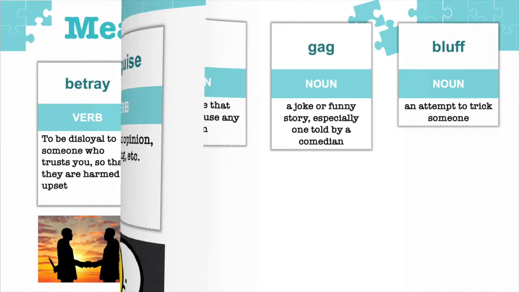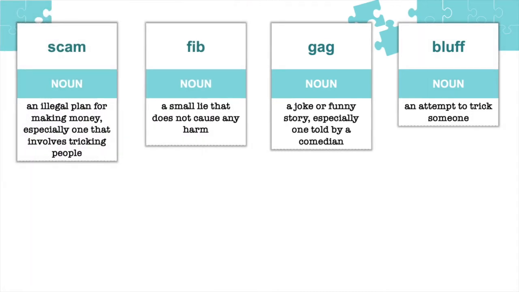Now, let's move on to the nouns that we have from the list on the left. We're going to start with scam, fib, gag, and bluff. All of these four can also be verbs, but in this unit they appear as nouns, so I'm just going to concentrate on the nouns. And you will see that some of these are very similar.